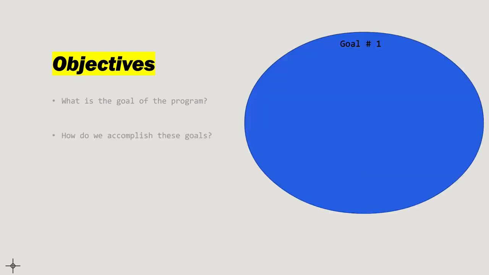Let's take our first goal. Let's say our first goal is focusing on diabetes. Now let's look at the objectives needed to fulfill the goal. We can say that to prevent diabetes, we need to provide health education.